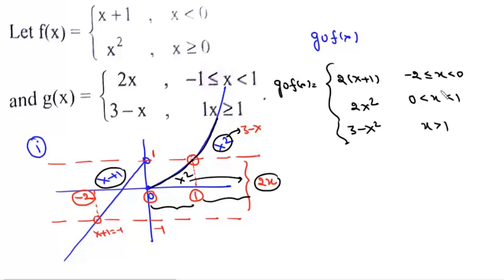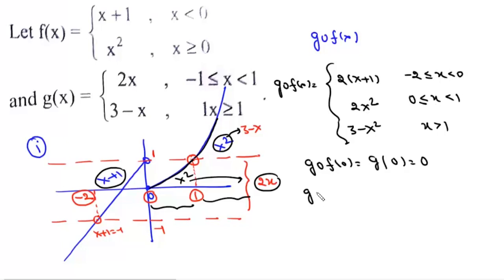Now we have a problem with equality signs. So we'll find g of f(0). Now f(0) is 0, so it'll be g(0), and g(0) is 2 into 0, which is 0. So we have to include this equality sign at the point where the definition of g of f(x) is 0. If we put 0 here, it will be 2, and if we put 0 here, it will be 2x square. So we have to include this 0 here.